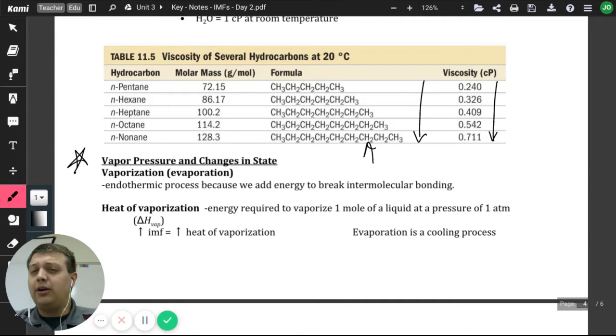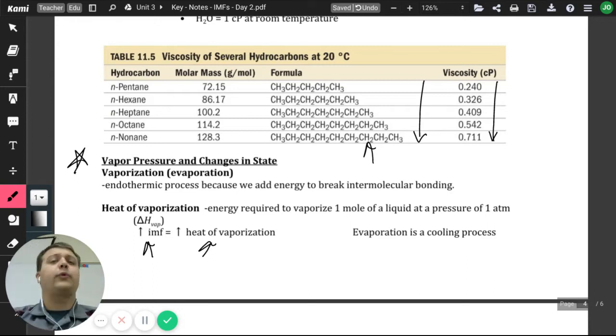Okay? And so what we've learned is that if we have an increase in our IMFs, we will actually see an increase in the heat of vaporization. Why? Well, again, if you've got a high IMF, those molecules are very attracted to one another. And so as a result, to actually remove them from each other, we're going to have to apply more energy, right? And so because of that, since heat of vaporization is the energy required to vaporize 1 mole, that energy required is going to increase, all right?